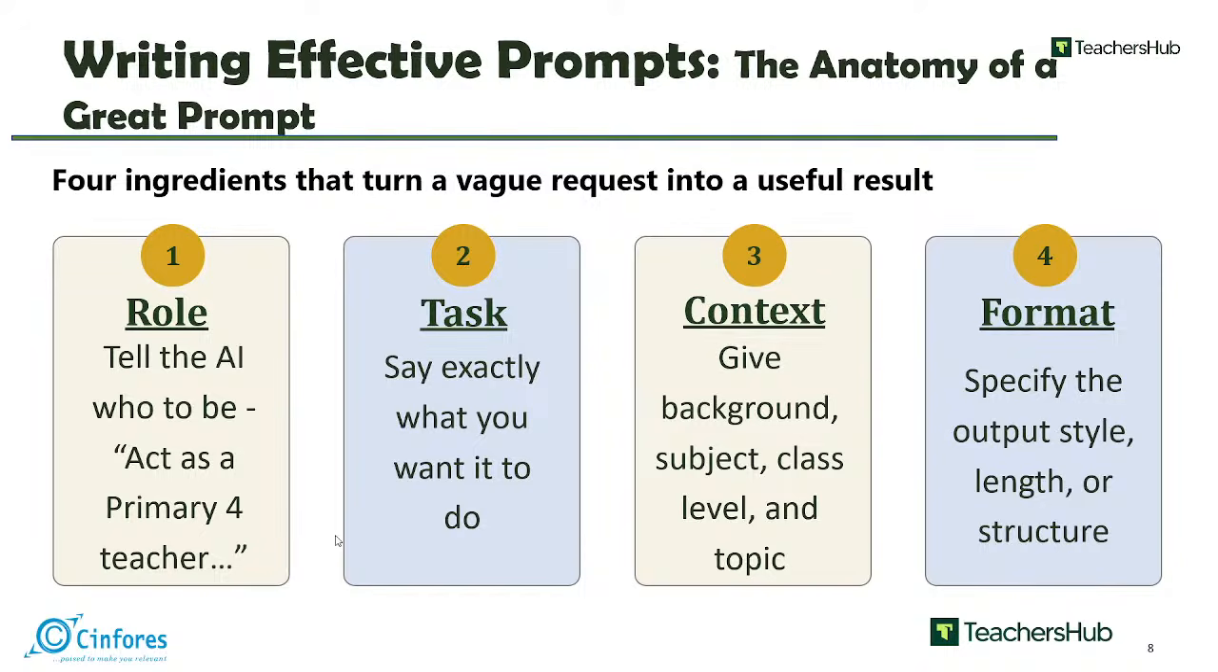Then the last ingredient we are talking about today is format. When AI is giving you an output, what format, what style do you want it to be in? Do you want it to be in a tabular format? Do you want it to be in an essay format? Do you want it to be in a picture format? Do you want it to be in a chart format? Give the AI the format. So once you've put all these into your prompts, it helps you to get a better output from the AI tool. So let's move on.